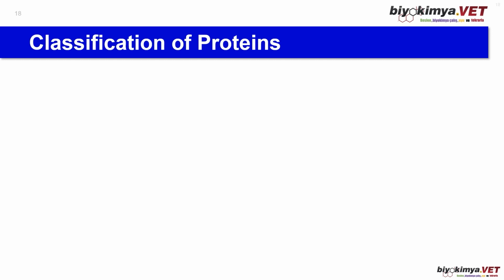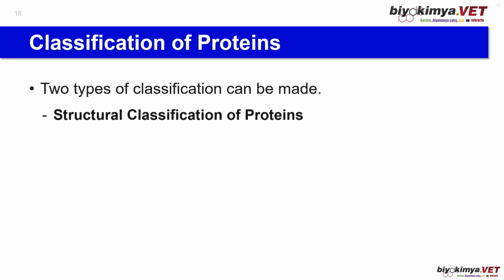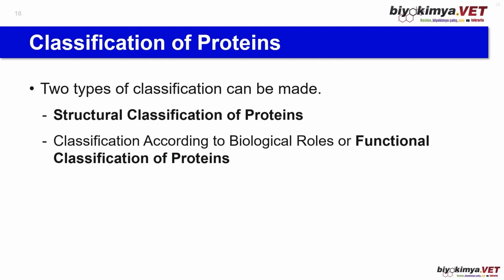Classification of proteins, and there are two types that we can do. The one is structural classification, and another one is classification according to their biological roles, or functional classification of proteins. And we will start with the structural class.